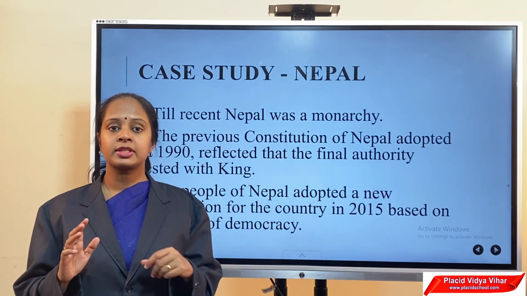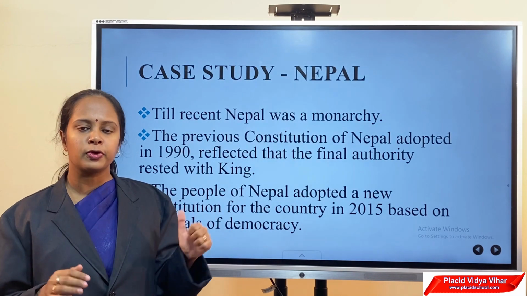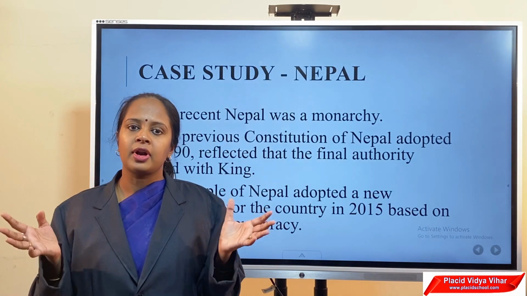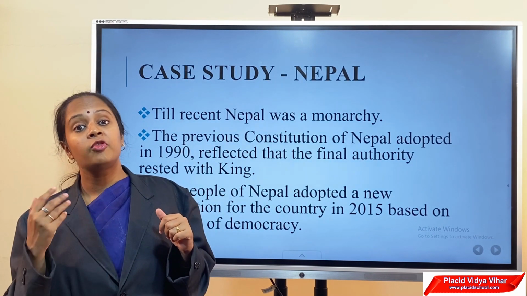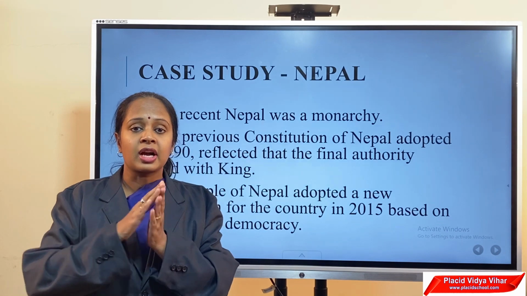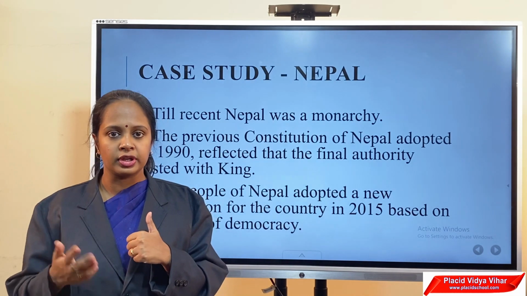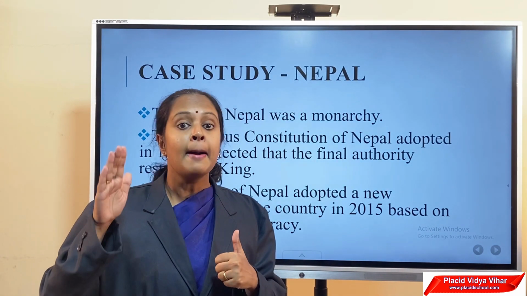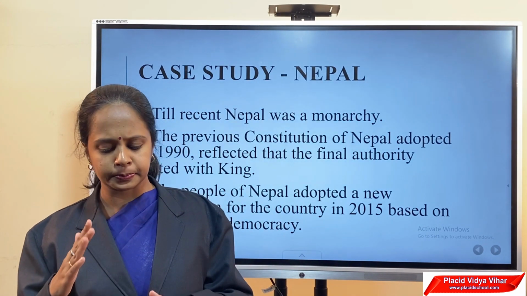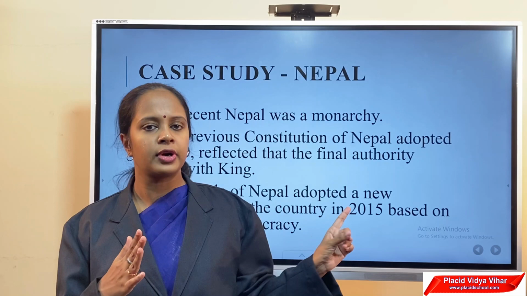We will discuss the case of Nepal, one of our neighboring countries, to understand the first point more clearly. Okay, children, till recent, Nepal was a monarchy. What does it mean? Monarchy means a country which is under the control of a very powerful leader, for example, a king or queen. And the people of Nepal were against the principles of monarchy.